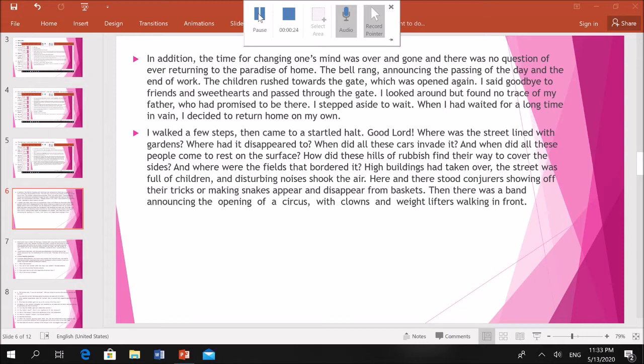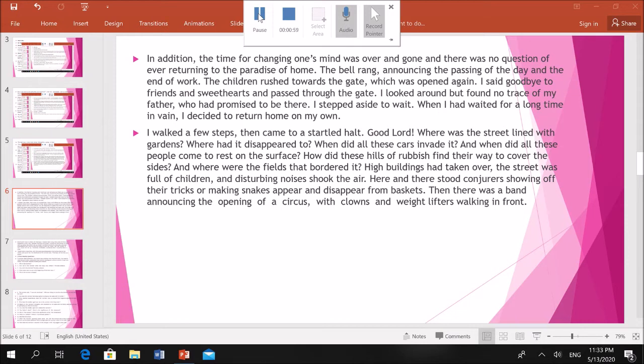The bell rang, announcing the passing of the day and the end of work. The children rushed towards the gate, which was opened again. So he said that when the bell rang, the children ran to the gate, which was opened. I said goodbye to friends and sweethearts and passed through the gates. So the little boy said goodbye to his friends and passed through the gate.